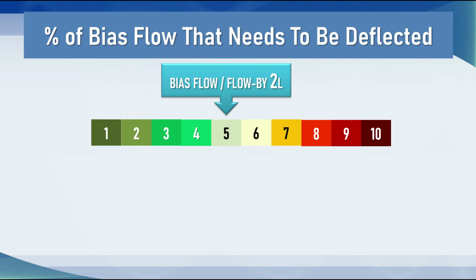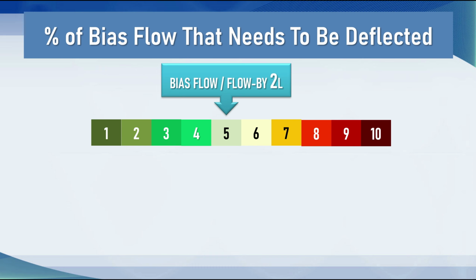Let me try to illustrate this. I've drawn 10 boxes numbered 1 to 10 to represent the settings on the servo ventilator. In reality, the colors change from green to red along the way. Into the system is a bias flow or a flow-by of 2 liters.